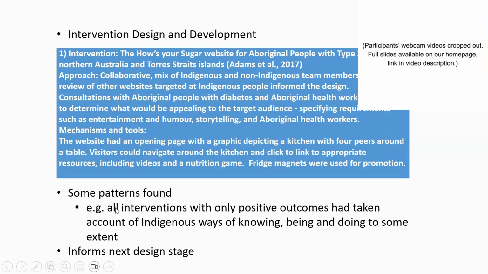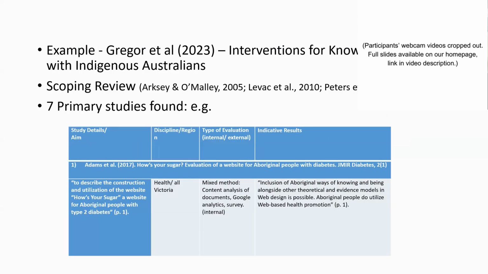Now I haven't put this into that CMO logic. So if you've got the Gregor et al. paper, in the appendix, there's an example of one study presented against this CMO logic. So there's one study that we looked at though, and it was about a website that was to help Aboriginal people with diabetes.